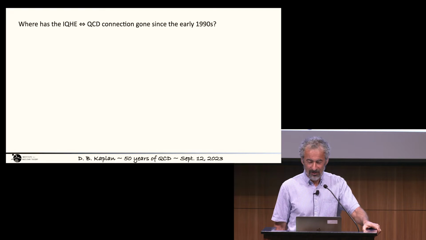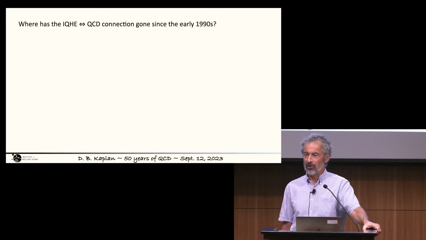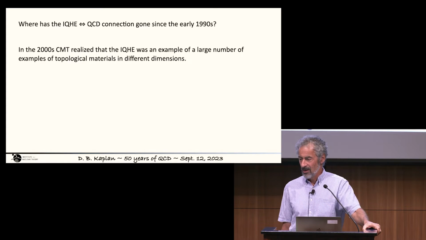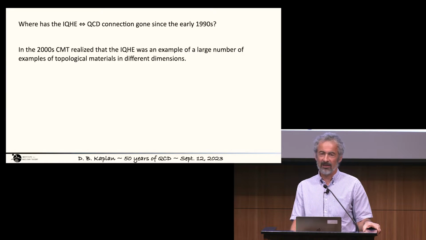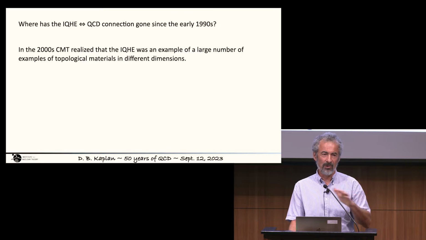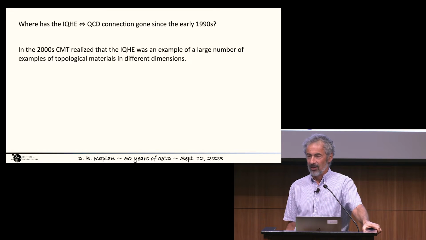So now a little bit more forward-looking. Where has this connection between the integer quantum Hall effect and QCD gone since the early 90s? In the condensed matter world, in the 2000s, they realized that the integer quantum Hall effect is one of a large bestiary of topological materials in different dimensions.